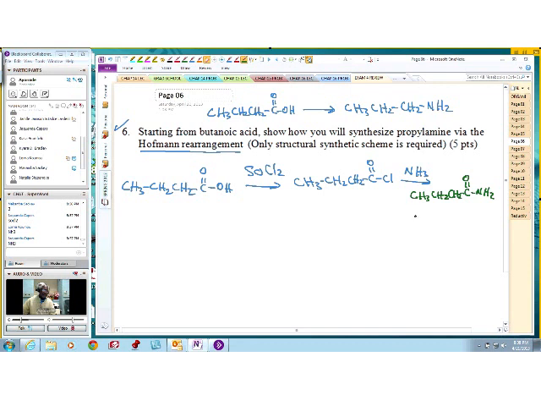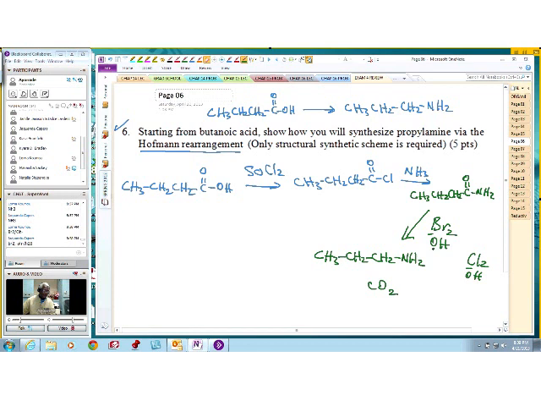Okay, now you have your primary amide, then what do you do? Okay, very good. You do the Hofmann rearrangement. For the Hofmann rearrangement, you take bromine and potassium hydroxide or sodium hydroxide. You get a Hofmann rearrangement in which we are going to lose carbon dioxide. Also, in the Hofmann rearrangement, you could also use chlorine and hydroxide. Chlorine could also be used in the Hofmann rearrangement.